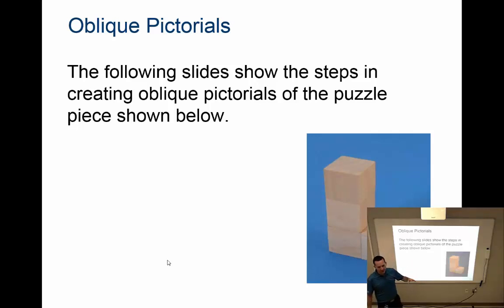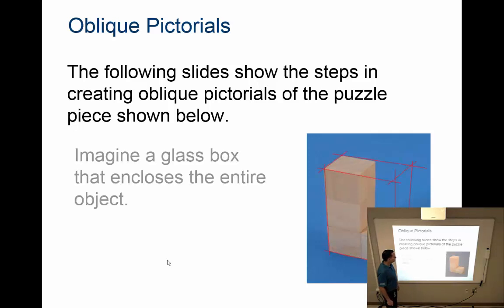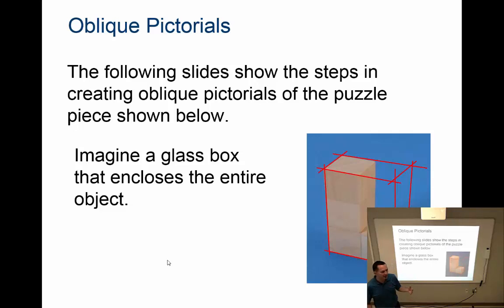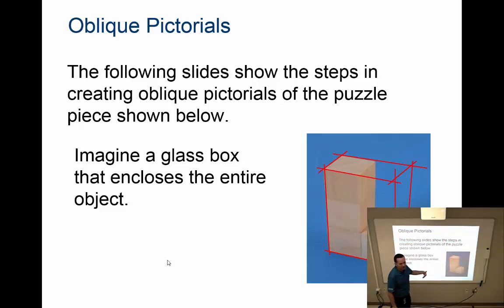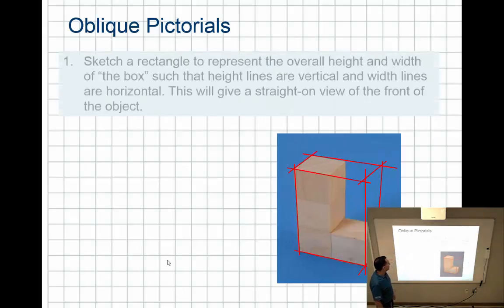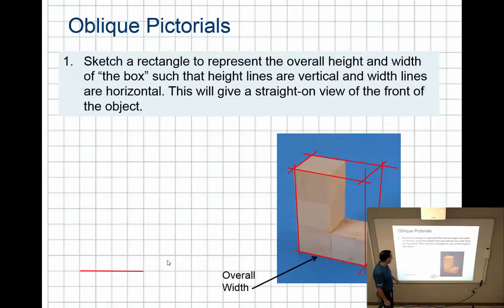So the following few slides are an example, or a way to draw this object, this little L shape of wooden cubes, as an oblique drawing. We're going to use what's called a glass box method, or a box method, meaning I would envision the size of the box that this object would fit in. So if I were, let's say, shipping it, what size box would it need to be to do that? And we use the size of the object itself, so the overall height of 3 units, the overall width of 2 units, and a depth of 1 unit to determine the size of my box. So I'm going to start by drawing that box.